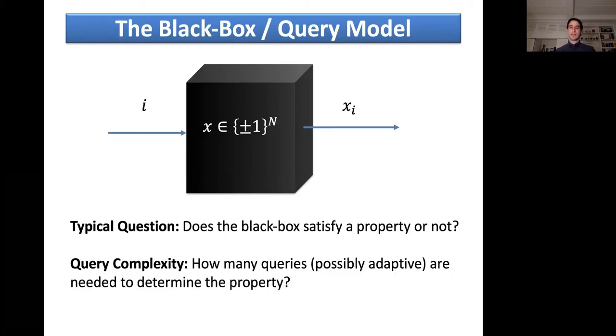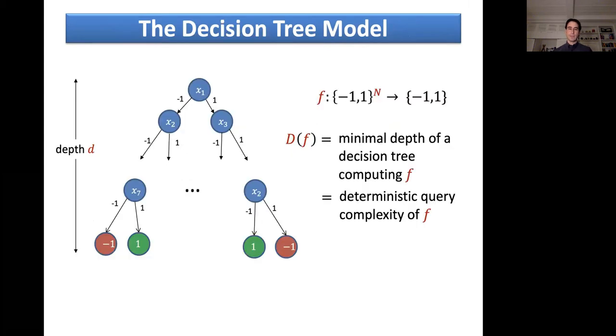So the query complexity measures how many queries, possibly adaptive, we need to make to the black box in order to determine whether the property holds or not. A property can be described by a Boolean function, f, mapping all Boolean strings of length n into +1 or -1. A query algorithm can be described alternatively as a decision tree. This describes all possible computational paths in one picture.